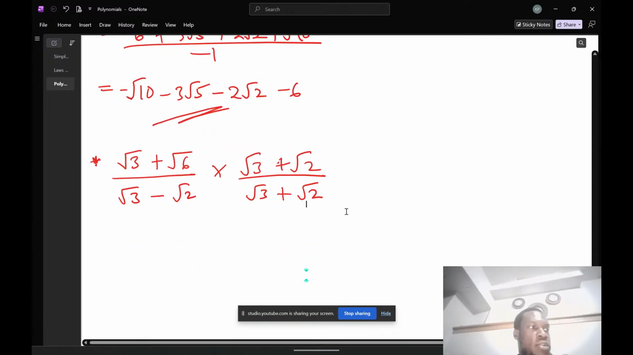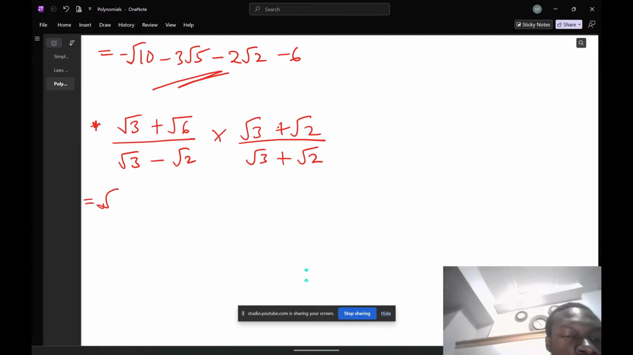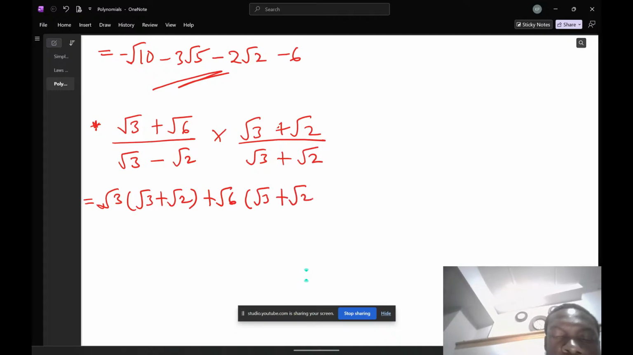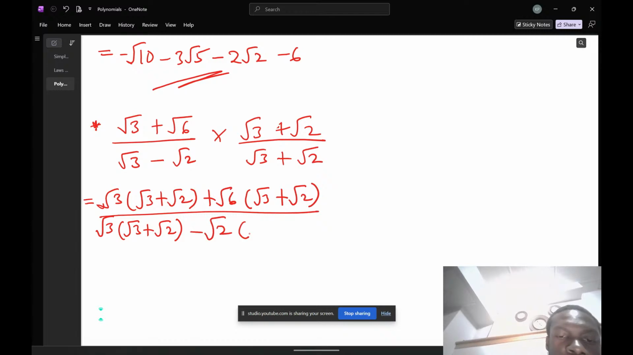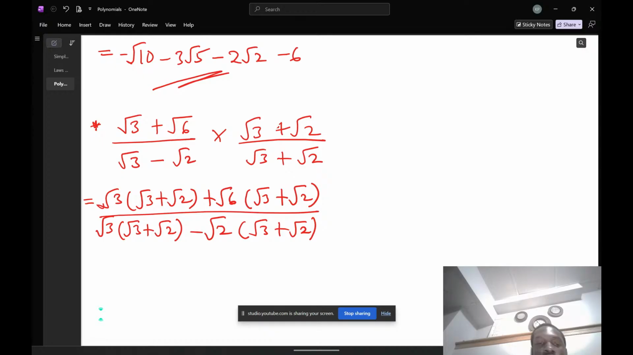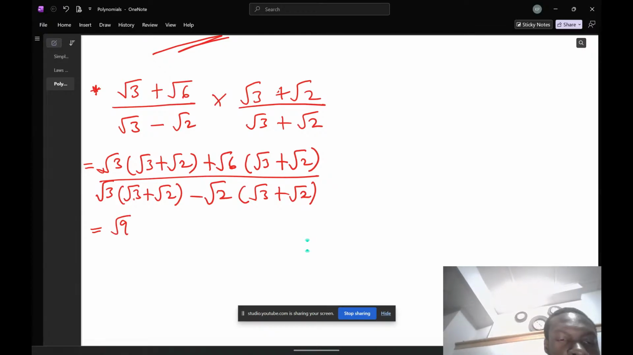Okay, so now I'm going to do this one. This one is a little more complex than the ones I've been solving earlier. So now I'm going to use root 3 into root 3 plus root 2 plus root 6 into root 3 plus root 2, divided by root 3 into root 3 plus root 2 minus root 2 into root 3 plus root 2. Let me use root 3 to open this first bracket. Root 3 times root 3 gives root 9, plus root 3 times root 2 gives root 6, plus root 6 times root 3 gives root 18, plus root 6 times root 2 gives plus root 12, all over.